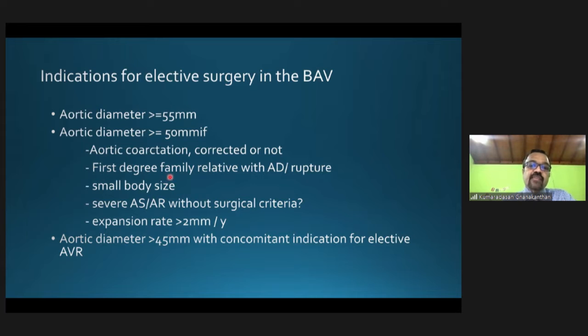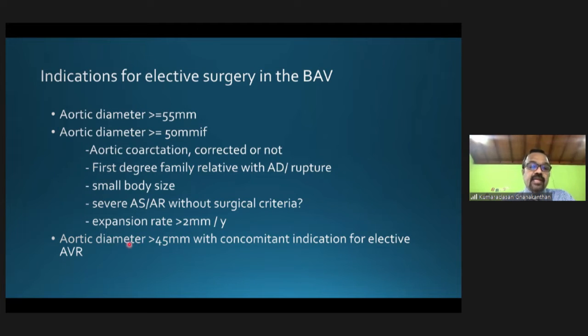And then if there is a first degree family history of acute dissection or rupture, or if they have a smaller body size, like in Marfan's, then we have to look at the diameter and body surface area ratio. And if there are associated other valve problems, like aortic stenosis or aortic regurgitation, that need operation because of symptoms or deteriorating LV function, or the expansion rate is 2 millimeters per year.